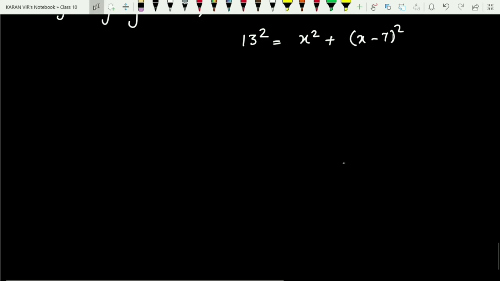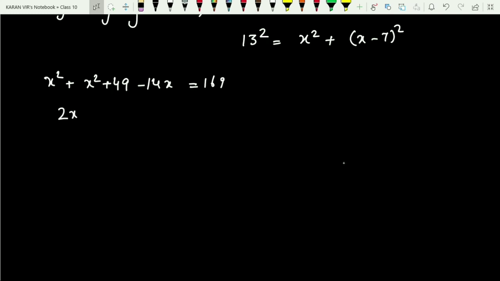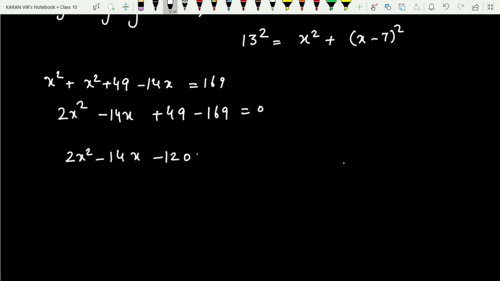So x minus 7 whole square will be a square plus b square minus 2ab. This is equal to 169. x square plus x square is 2x square minus 14x, plus 49 minus 169 is equal to 0. Right? Clear up to this? So this will be 2x square minus 14x minus 120 is equal to 0. Just divide by 2. So this will be x square minus 7x minus 60 is equal to 0.